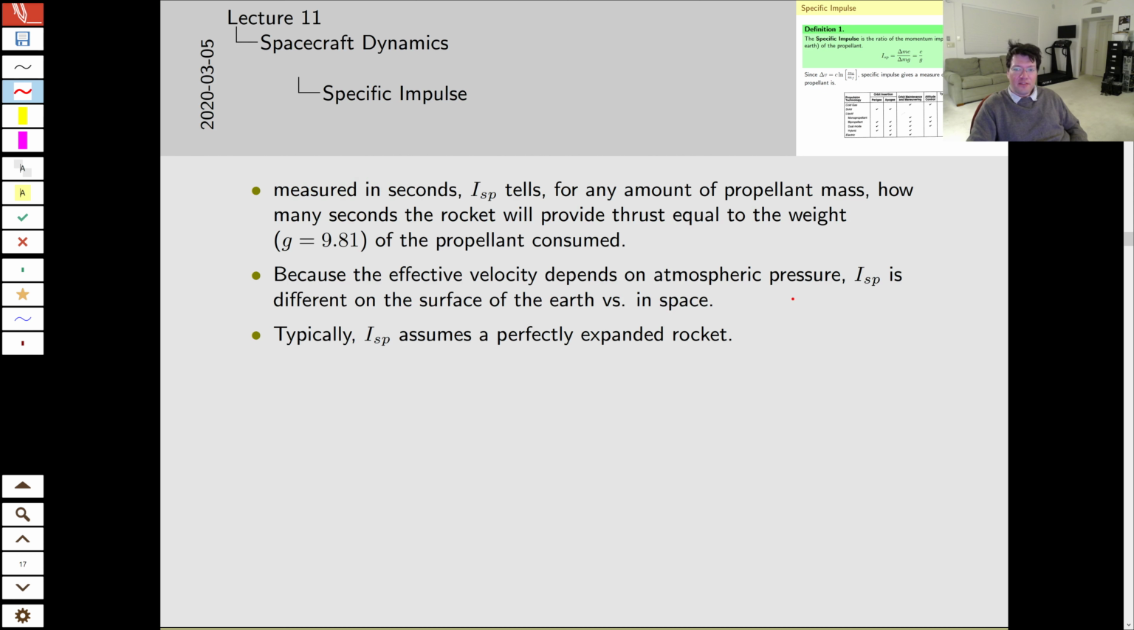Again, the effective ISP depends on your rocket nozzle and so on and so forth. So the numbers listed in all these tables are the ideal cases, and assume a perfectly expanded rocket. So they are not to be taken at face value, especially for that first stage. The ISPs for the first stage are typically a little bit lower than the upper stages.